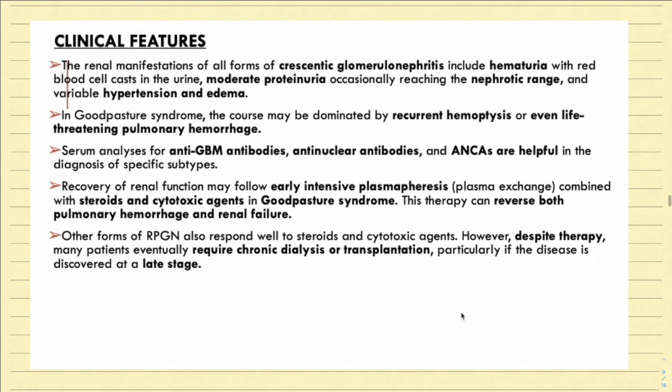Looking at the clinical features, the renal manifestations of all forms of crescentic glomerulonephritis include hematuria. As we have seen in any kind of nephritic syndrome, hematuria with RBC casts in urine, dysmorphic RBCs, and proteinuria which will be subnephrotic or mild, there will be hypertension with periorbital edema. In Goodpasture syndrome, because there is cross reaction with the alveolar basement membrane, there will be recurrent hemoptysis or even life-threatening pulmonary hemorrhage.